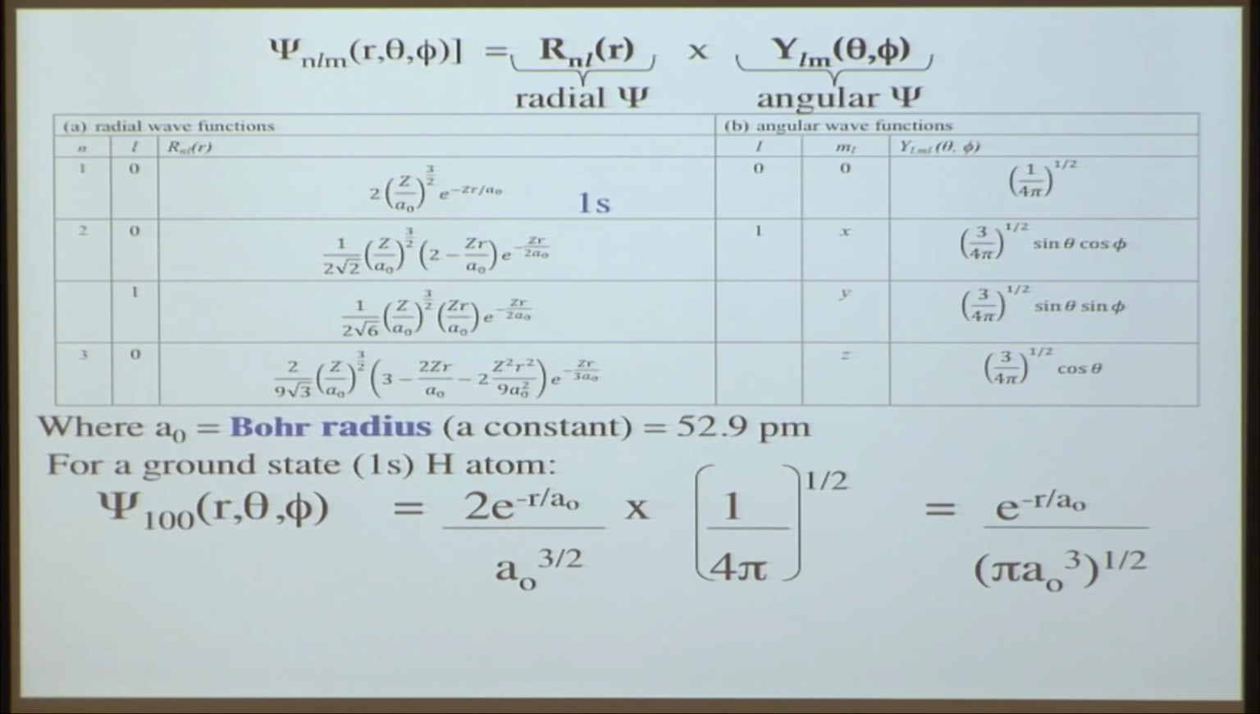And the thing that I really want you to notice is that for all of the s orbitals, this is a constant. So this is always the angular component for all s orbitals. And in fact, there are no angular components in there.